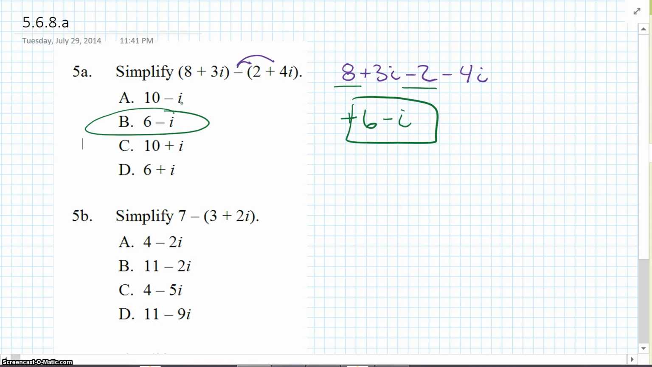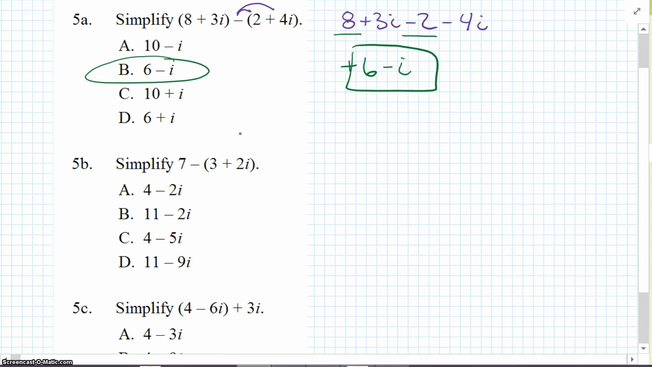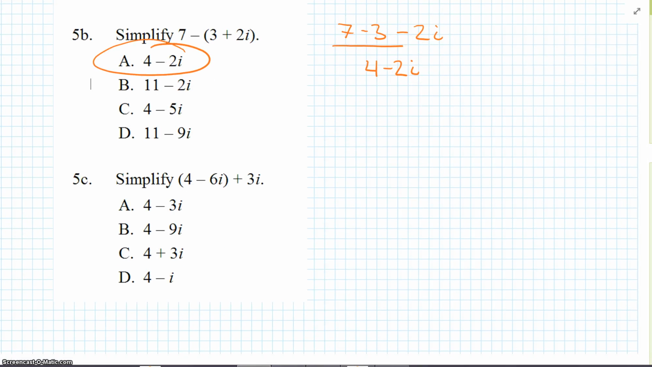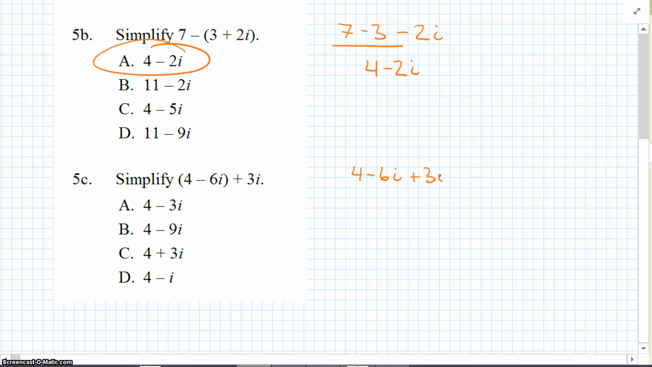Answer is B. Okay, again, distribute the negative sign. So it's going to be 7 minus 3 minus 2i. Sum like terms, 7 minus 3 is 4, minus 2i. 4 minus 2i. Here we go. Simplify this. So it's just 4 minus 6i plus 3i. Sum like terms, so it's just going to be 4 minus 3i. Okay, so the answer is A. Pretty straightforward on this one.